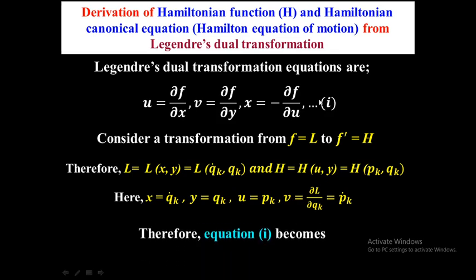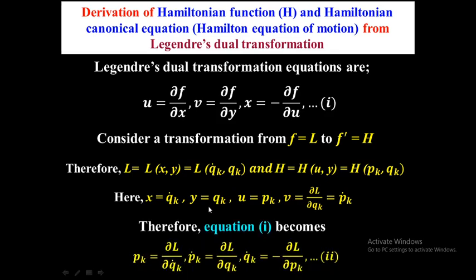Now putting the values of x, y, u, v in equation number 1, it becomes: pk is equal to del L by del qk dot, since f is L, x is qk dot and u is pk. Second, v is pk dot, f is L and y is qk, so del L by del qk is equal to pk dot. And third, x is qk dot, f is L and u is pk, so qk dot is equal to minus del L by del pk. So we got these three equations. Suppose this is equation number 2.